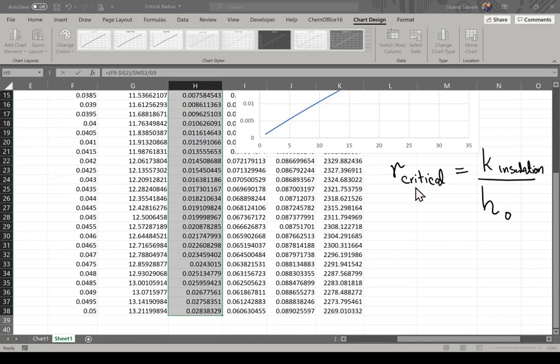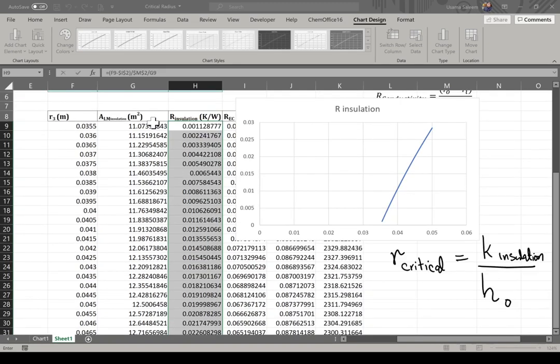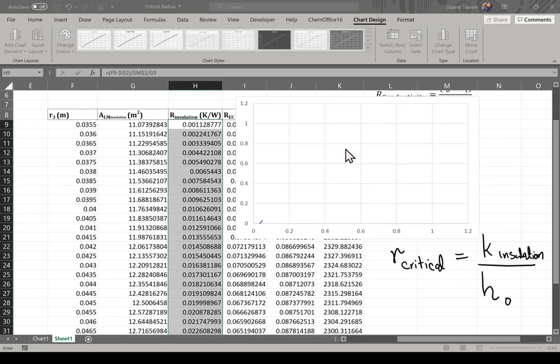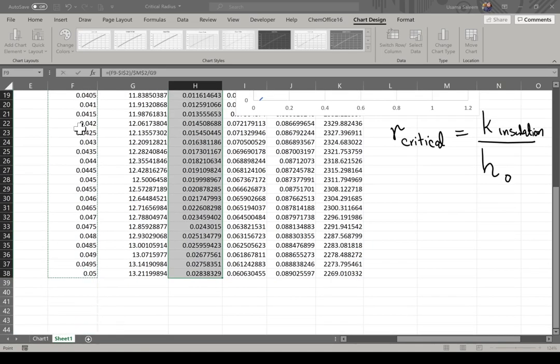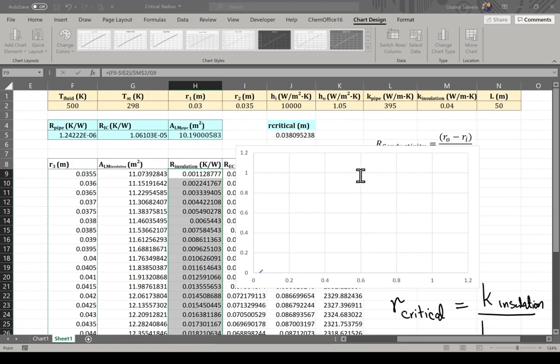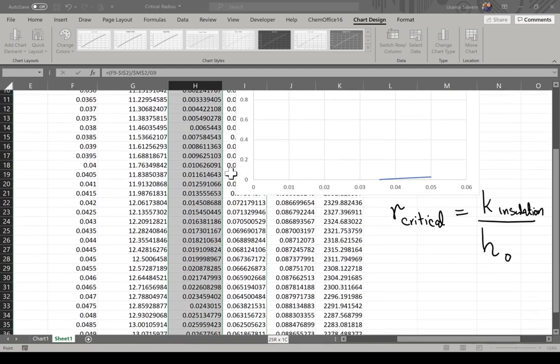All right, I can give this a name. This is the resistance due to insulation, and I'm going to add 2 more. This one's going to be due to external convection, and in the horizontal values we're just going to have R3 as our radius. Patience is a virtue that hopefully I won't run out of. All right, pretty good.